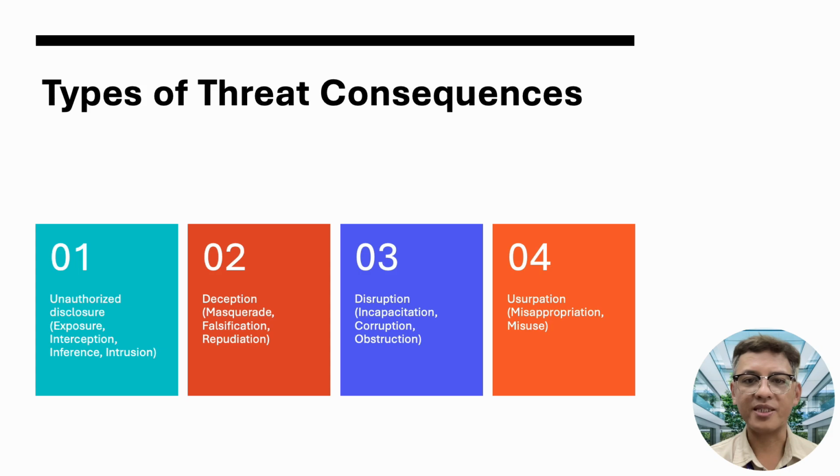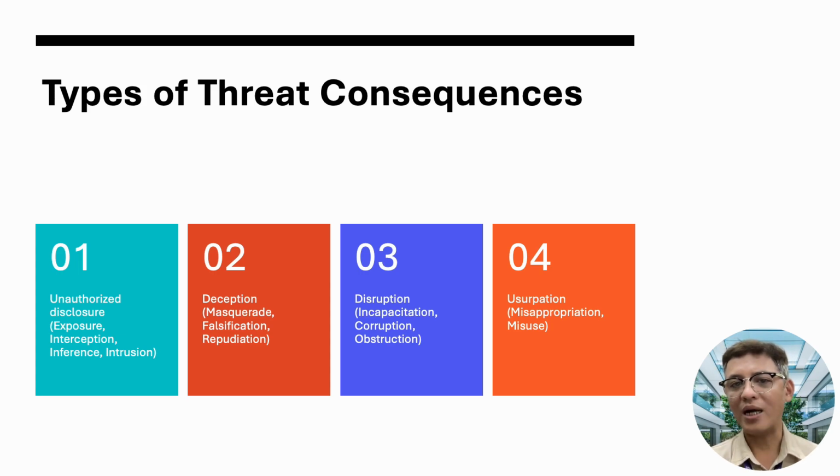Deception involves misleading users or systems, causing incorrect actions or decisions. Common deception attacks include masquerading, when someone impersonates another user, falsification of information or data, and repudiation, where an attacker denies involvement in certain actions.